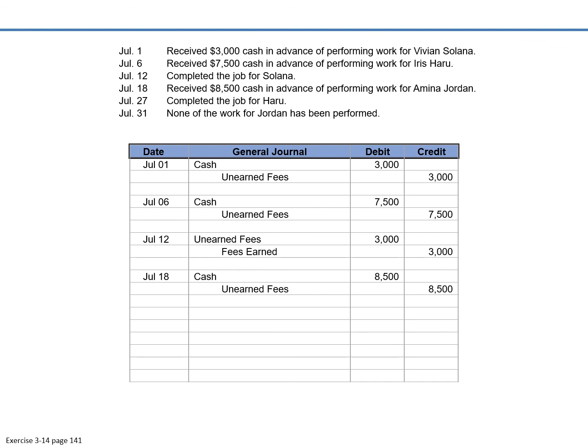Then on July 27th, we completed the work for Haru. So that was the $7,500, right? So we've completed that work, so let's reduce our liability by $7,500. We do that with a debit. And let's recognize our revenue, fees earned, we do that with a credit for $7,500. And then on July 31st, none of the work for Jordan's been performed. Great. We don't care. You want to know why? Because we recognized it as unearned, so there is no adjusting entry needed. Trick question. I know, not fair, right?